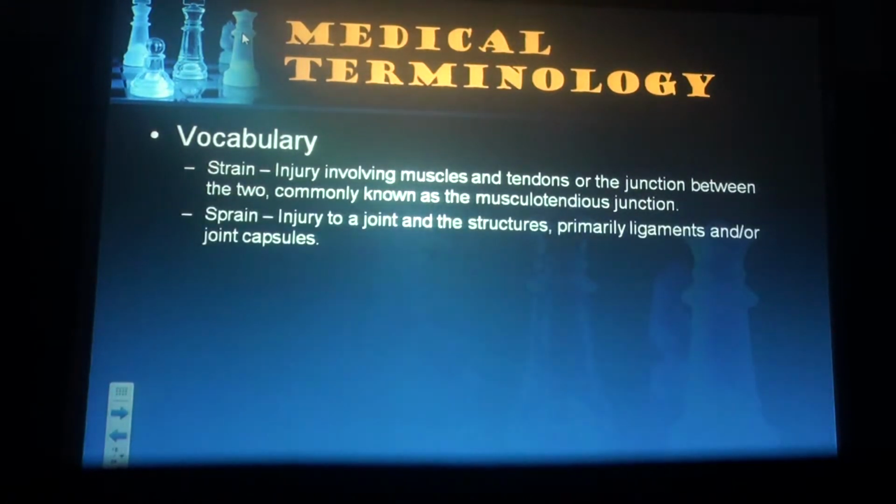Next, you have a sprain. It's an injury to a joint and the structure's primary ligaments and or joint capsules. So strains happen to muscles and tendons, sprains happen to ligaments.